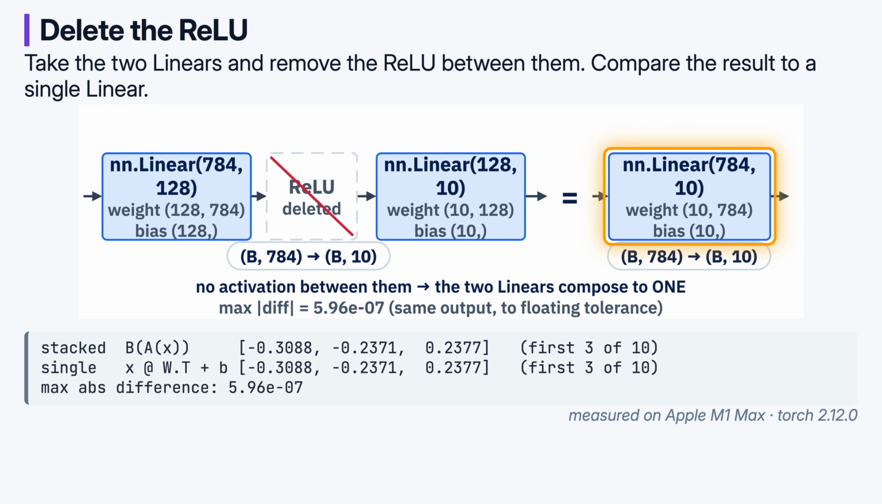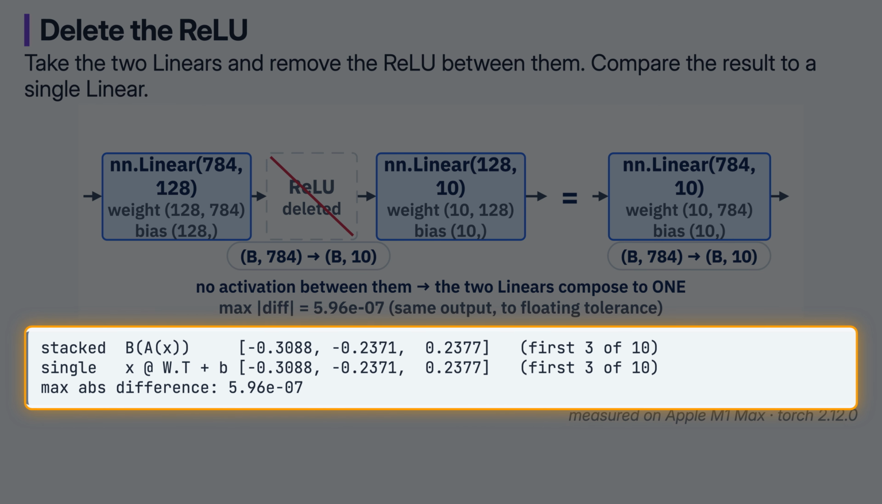Compare the pair to a single nn.Linear, 784 to 10. Same shape in, same shape out. The stacked pair and the single layer print the same numbers. They match to 6 decimals. The tiny gap, about 6 tenths of a millionth, is just floating point dust. With no activation, stacking them adds no new power.